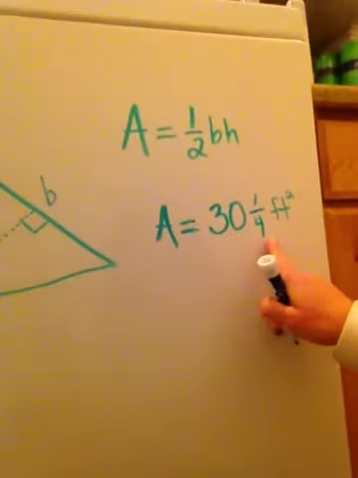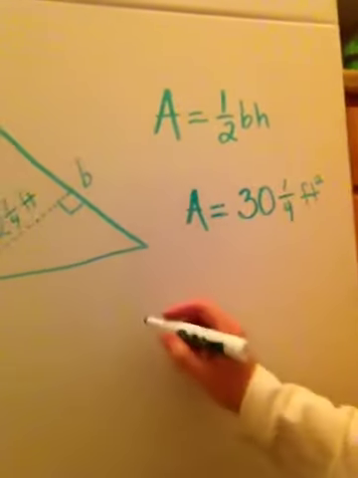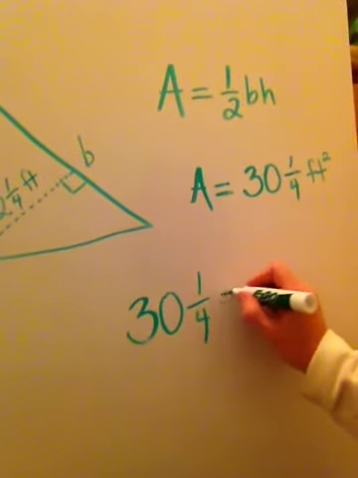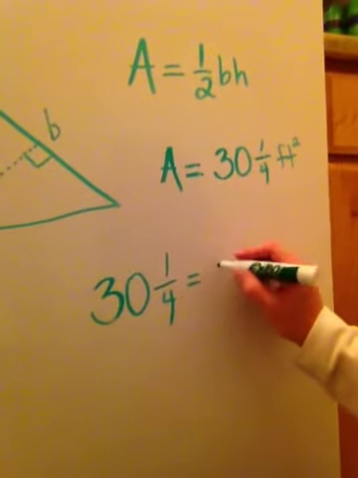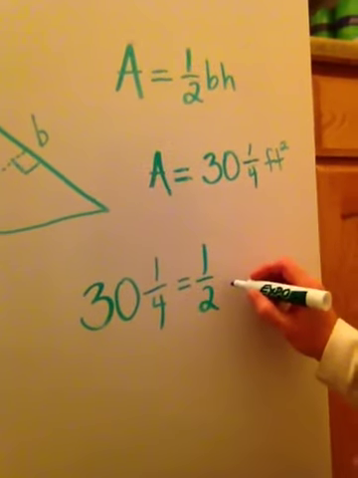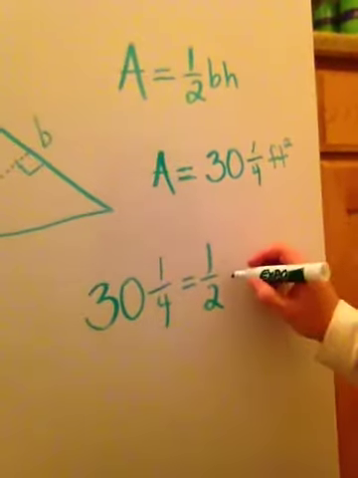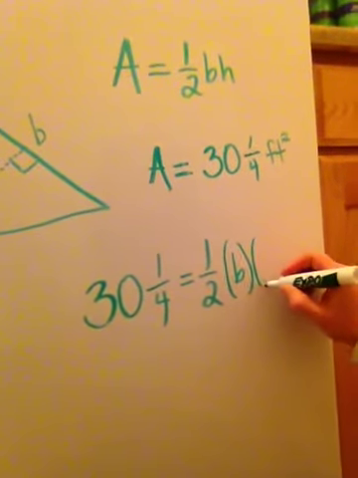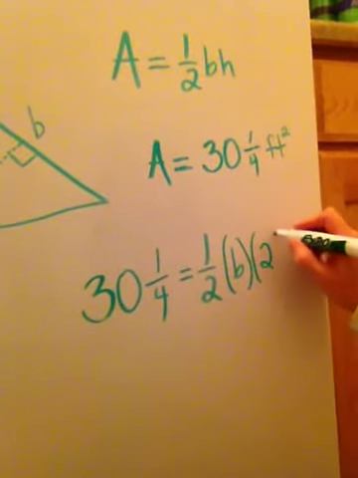So they tell us what the area is. So you just plug it in. 30 1/4 equals 1/2. We've got to plug in the base, which is B. So we're timesing by B, and we're timesing by the height, which is 2 1/4.